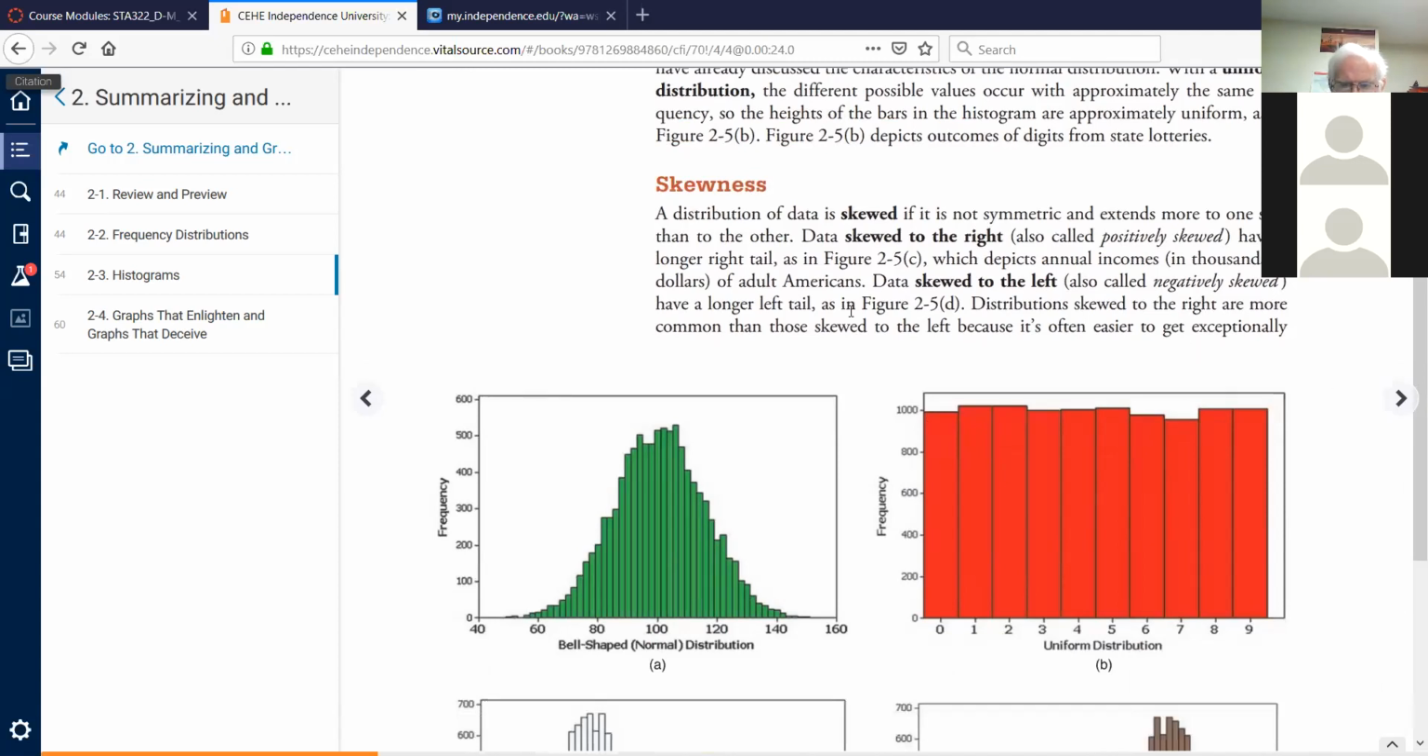Thank you. So if we look at some of this, data can be skewed to the right or the left.